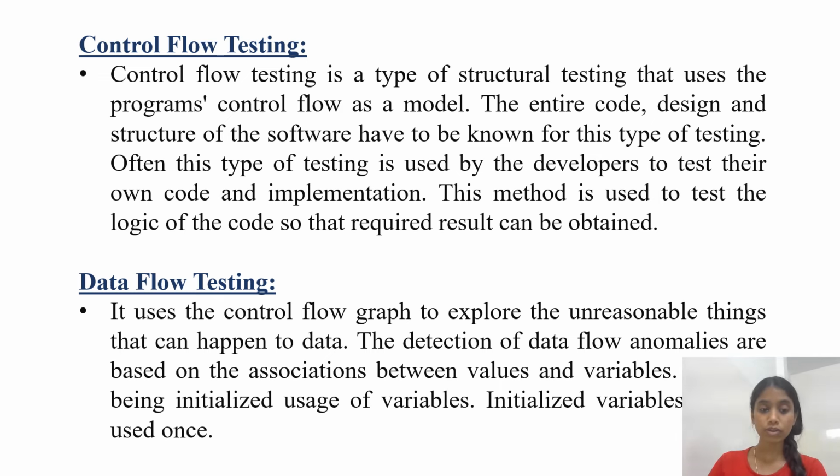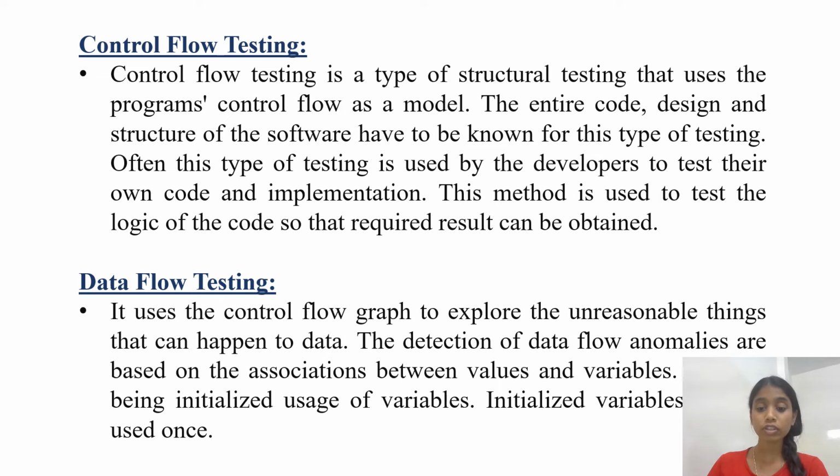Next, data flow testing uses the control flow graph to explore the unreasonable things that can happen to the data. We encounter this type of testing whenever we use the control flow graph. It gives us the opportunity to explore the unreasonable things that happen with the data, whenever the data is being defined and wherever the data is being used after the definition.